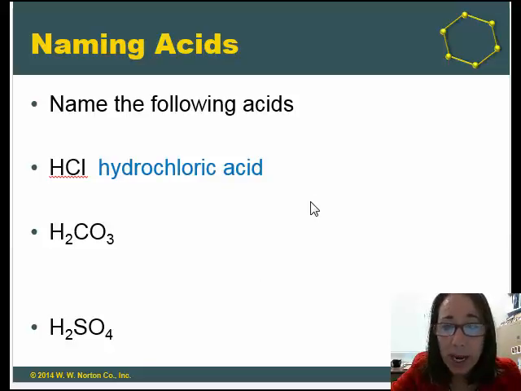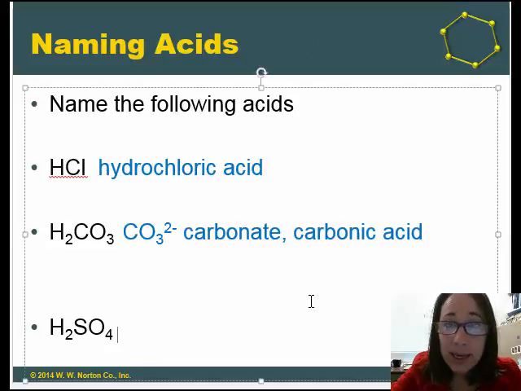So if you got hydrochloric acid for the first one, excellent. It's a binary acid. The second acid, H2CO3, is an oxoanion acid, and the anion, carbonate, CO3 2-, has a charge of -2, so we see there are 2 hydrogens here at the beginning. The polyatomic ion carbonate ends in ate, so the corresponding acid will end in -ic. So this is carbonic acid.